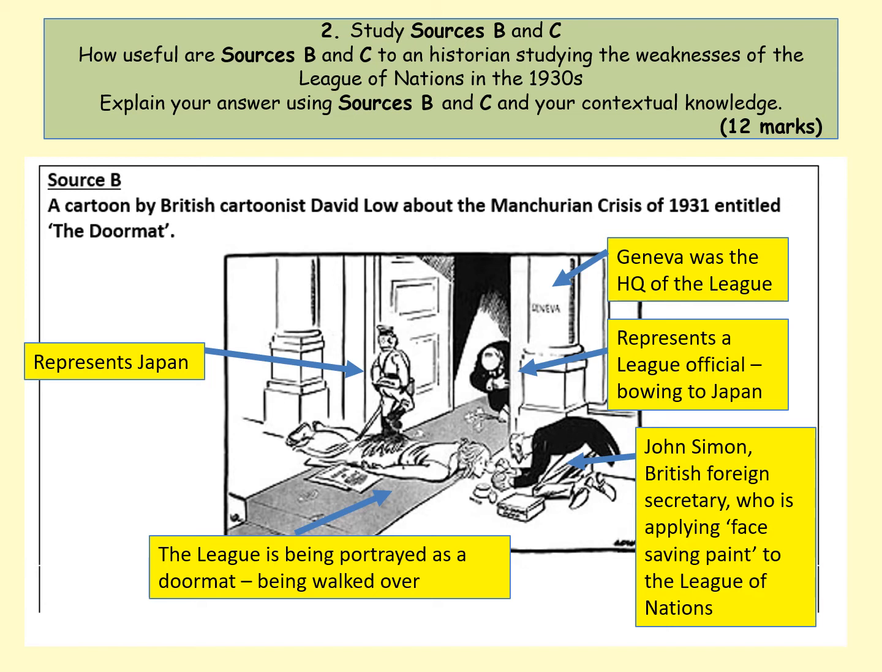And this figure here is a metaphor for the League of Nations. And the fact that it's being walked over by Japan is obviously a metaphor for the fact that the League is weak in the face of Japanese aggression. Now, the context of this is that Japan invaded Manchuria in 1931. The League reacted fairly weakly to this. They set up a commission called the Lytton Commission to look into it, and Japan ended up storming out of the League of Nations. And obviously one of the key events in the 1930s which showed the weaknesses of the League.